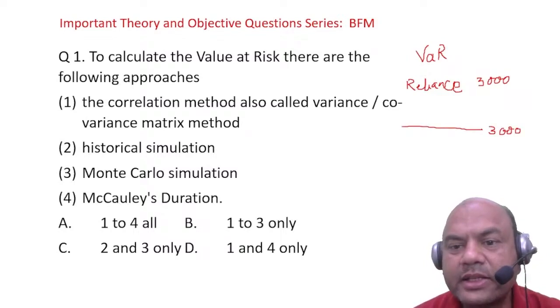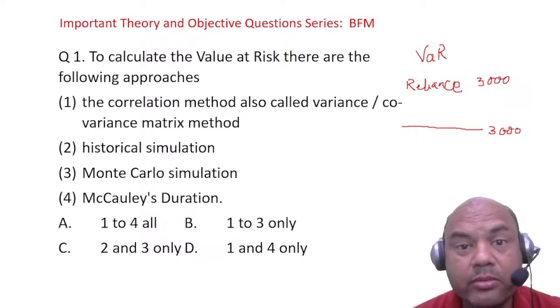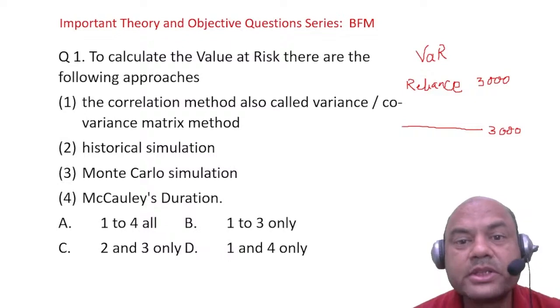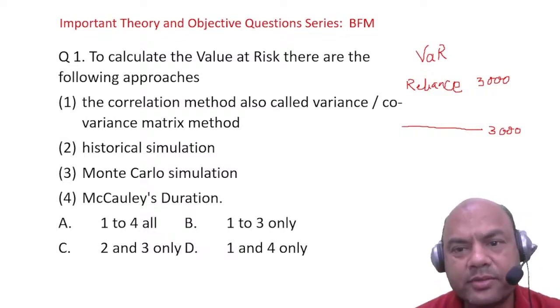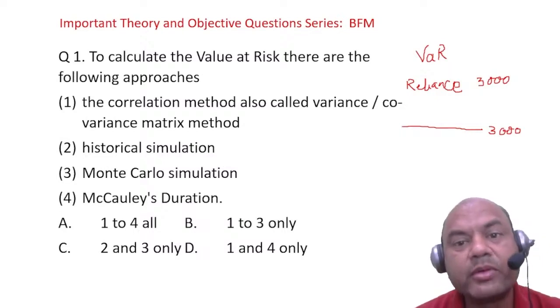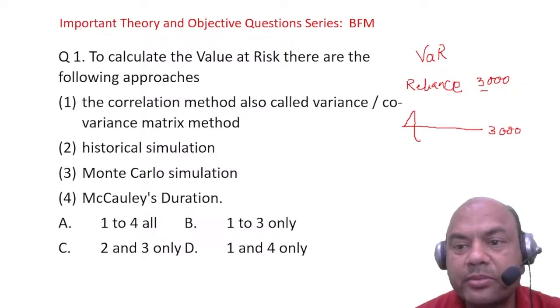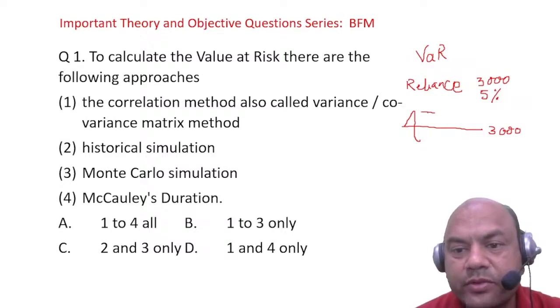Suppose this is the price of Reliance, 3000. And this Reliance share is fluctuating per day, per week, depending on my tenure or my period. Suppose in a month, let's say Reliance is fluctuating 5%. So 5% here and 5% there. It will be 1500 over here and 1500 over there. 5% into 3000, so it will be 1500 over here.